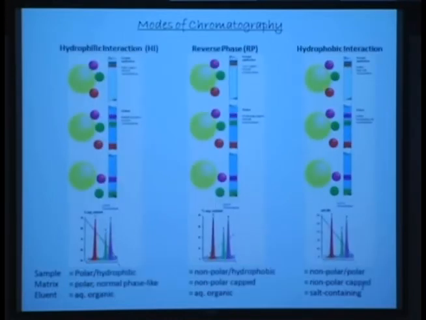A technique that has been gaining significant value and usage is hydrophilic interaction chromatography. This is a technique that in essence is what most people used to call normal phase chromatography. This is a technique which is very similar to normal phase chromatography.